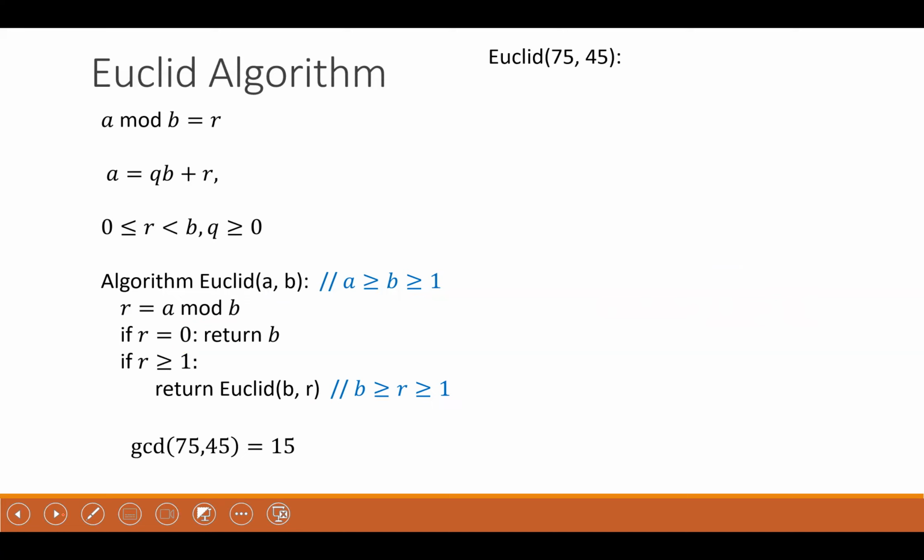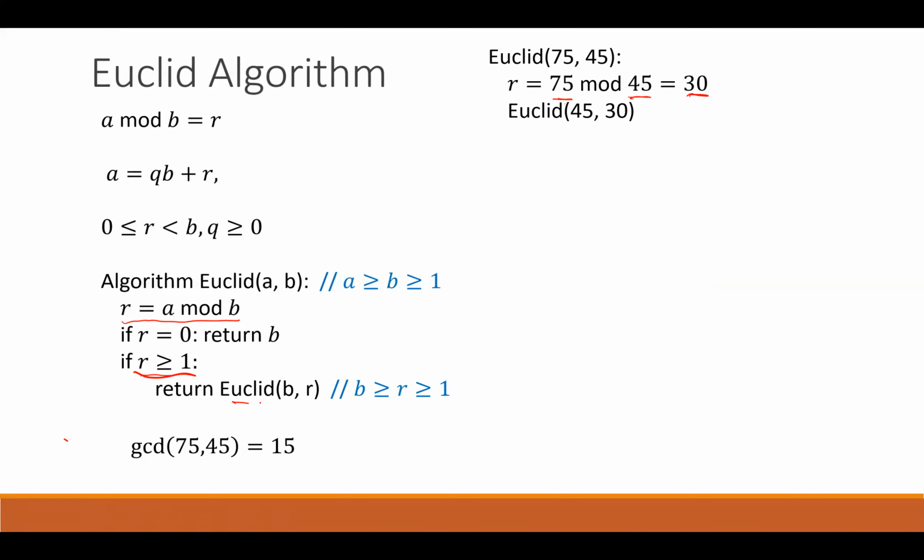All right. So now using Euclid's algorithm, we're going to see if we get 15. So I run R equals A mod B. So 75 mod 45. 45 goes into 75 once. There's 30 remainder. So R is equal to 30. Since R is greater than or equal to 1, I make a recursive call on B and R. So Euclid 45, 30. Again, I take R equal to 45 mod 30. So 30 goes into 45 once. I have 15 remainder.